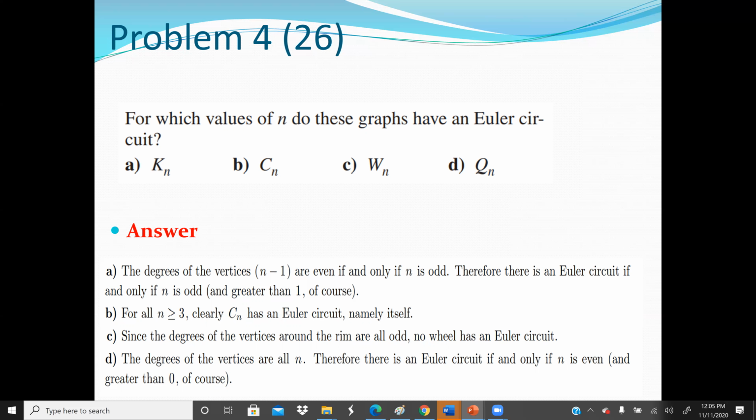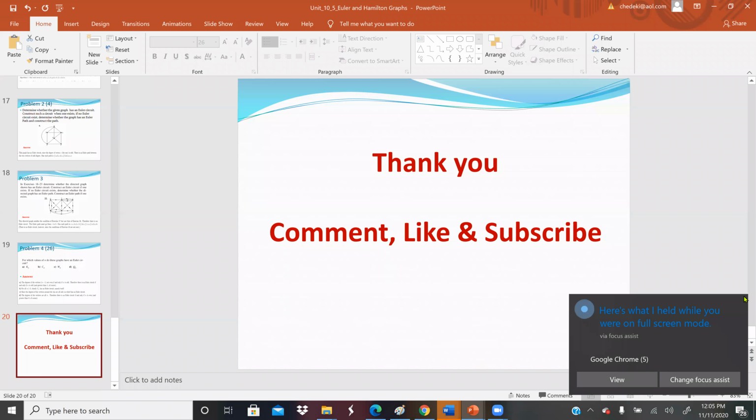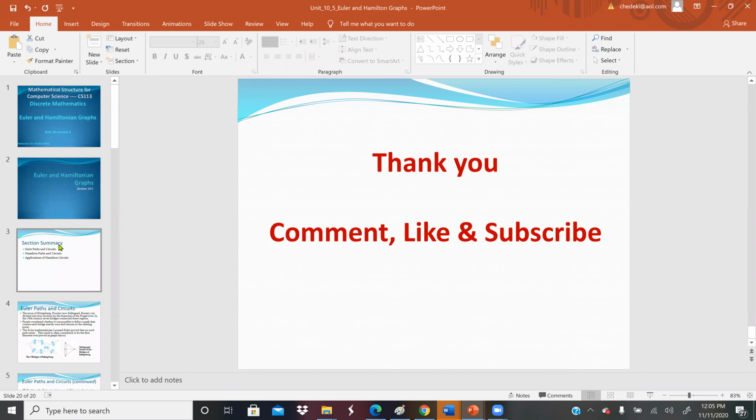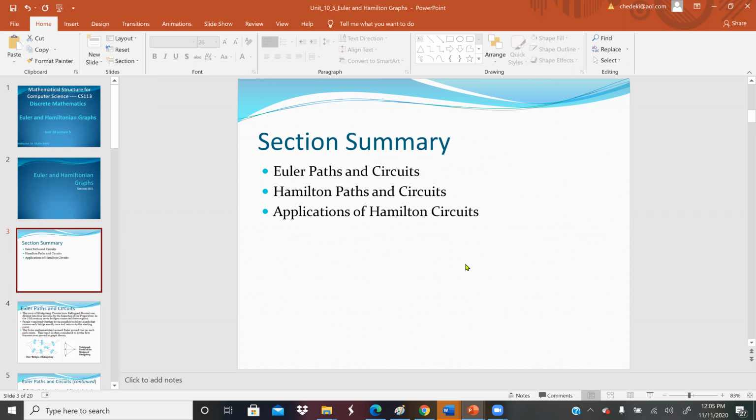Then Wn, since the degrees of the vertices around the rim are all odd, no wheel has an Euler circuit. And the degrees of the vertices are all n. Therefore, there is an Euler circuit if and only if n is even. So this will be the conclusion of our lectures. And hopefully, if you have any questions, again, send an email, or you can reach me on my contact number. And I wish everybody the best.